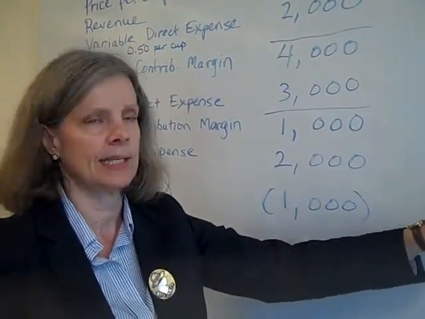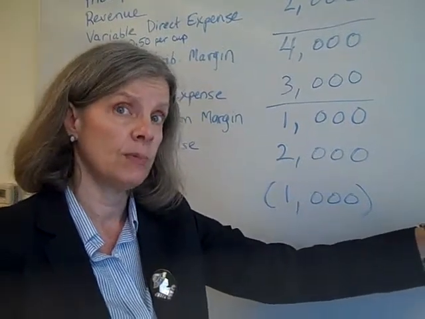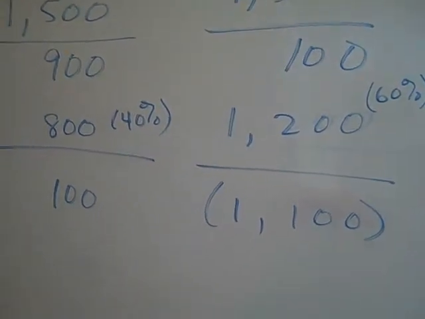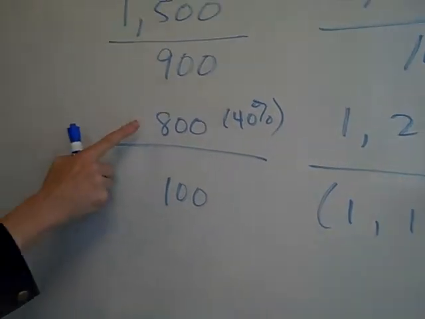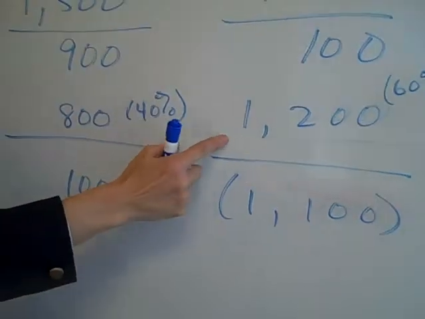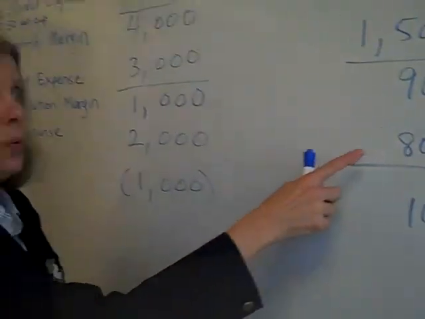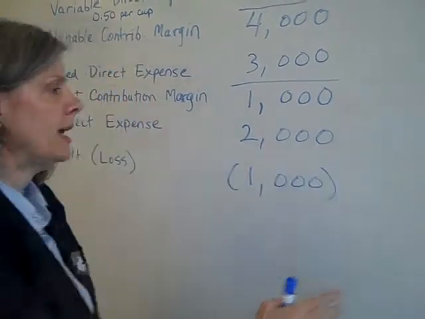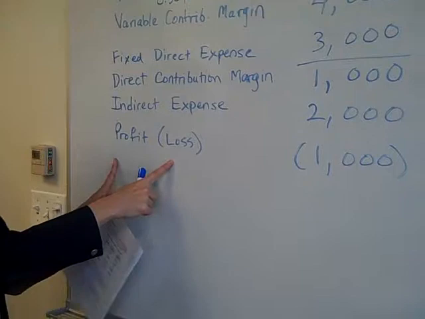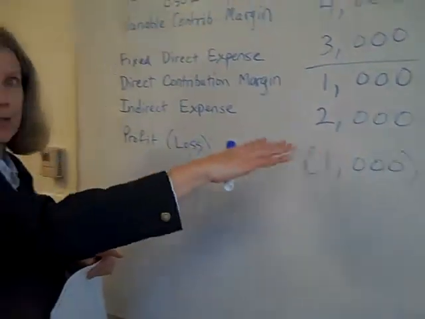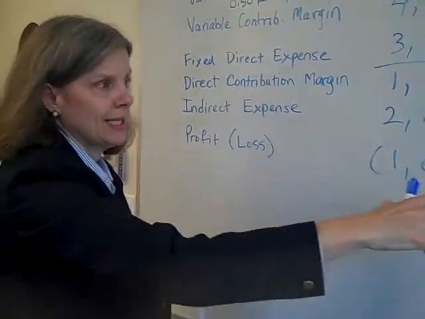In Jen's case, since the stand is going pretty well, it's 40% of the time, and for Dan's stand, it's 60% of the time. So I took the $2,000 total, and I multiplied it times 40%, and I gave Jen $800 worth of indirect costs, and I gave Dan $1,200. When you subtract the indirect costs from the direct contribution margin, you get your bottom line profit or loss, which is why it's called the bottom line. It's at the bottom of this contribution margin analysis.